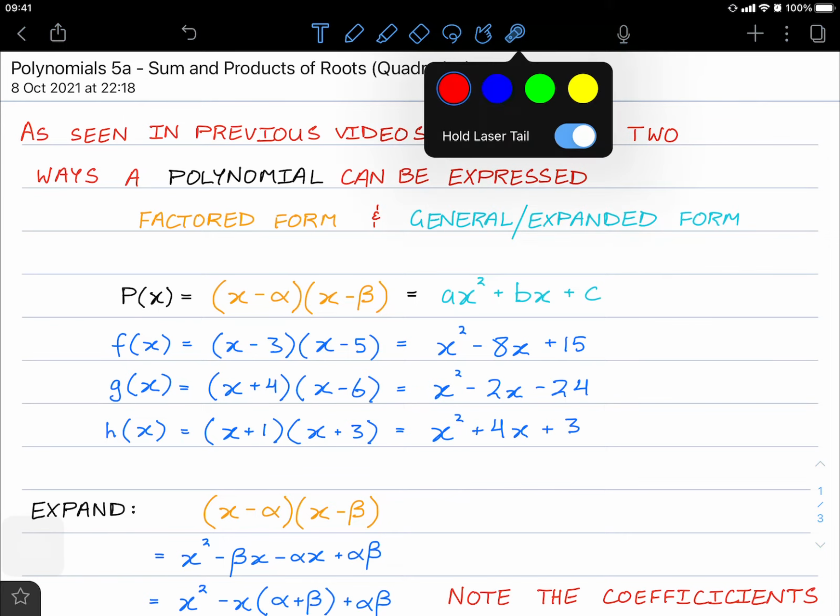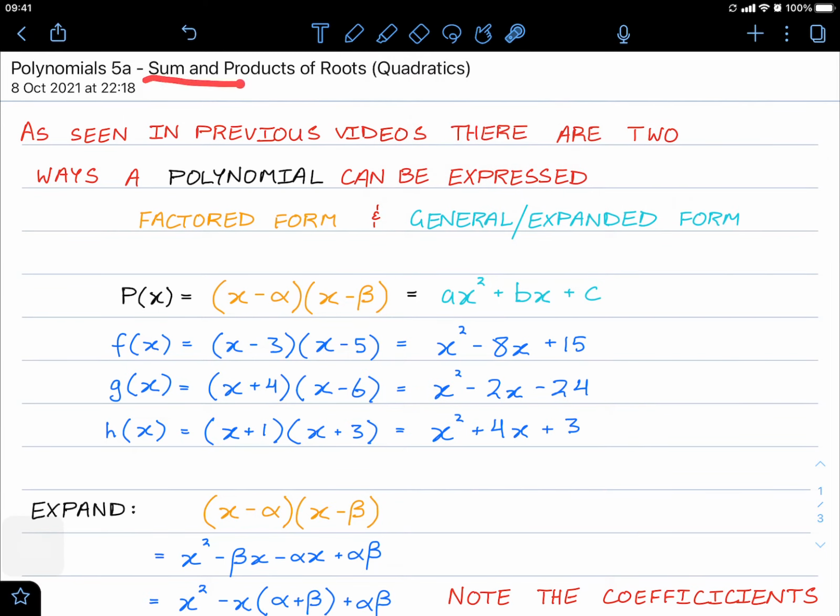Hello class, this is a video tutorial on the sum and product of roots for quadratics. As seen in previous videos, there are two ways a polynomial can be expressed. Either it's in factored form, or the same factored form can be expanded into a general form. So any polynomial, p of x, can be factored or expanded. And here are just three examples of this.